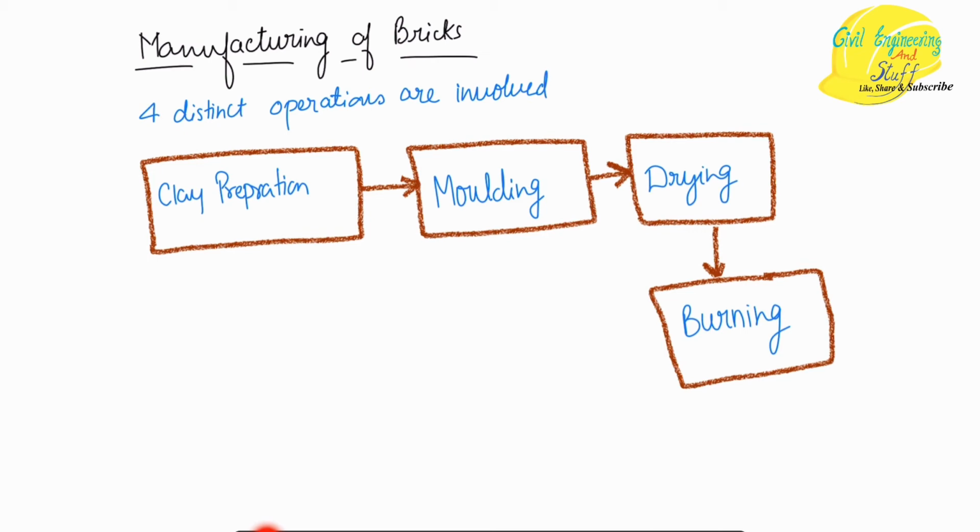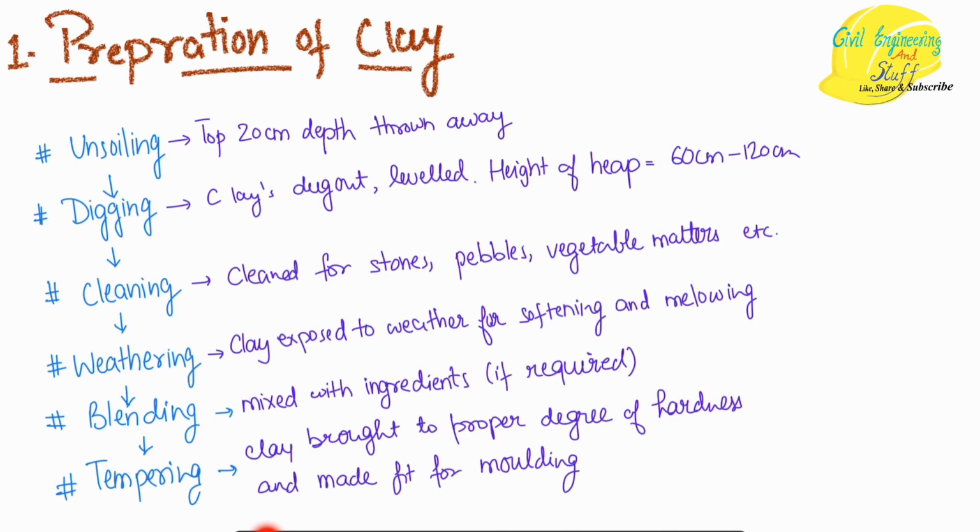Right. So let us discuss each of these stages in detail. The first stage, that is the preparation of clay, starts with unsoiling. That is, the top layer of the earth is removed, around 20 centimeters of the earth surface is removed. This is done so as to remove the impurities and get material that will be free of any organic impurities. Then after unsoiling, we do the digging, and the clay that is to be used for the preparation of the brick is dug out, and around 62 centimeters of the heap is prepared.